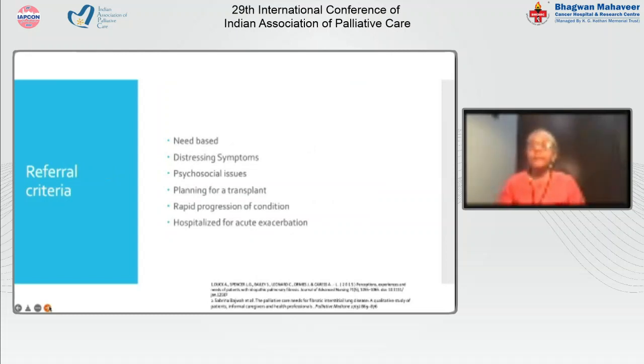So the referral criteria, as I said, is need-based. If the patient reports to the pulmonologist about distressing symptoms, that is one indication to send to me, or strong psychosocial family issues where the patient is not able to cope, or if the patient is a good candidate or in the window period for a transplant, then we really counsel the patient about all that can happen, because the patient might become an interstitial lung disease patient followed by a transplant patient. So it's important to offer the family and the patient that support during the decision of going in for a lung transplant. Or if the patient is suddenly admitted with an acute exacerbation or there's a rapid decline in the patient's health, these are the indications for patients to be referred to me.